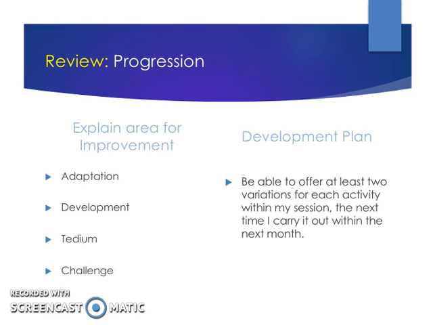In terms of progression, I don't think there were enough adaptations, and they weren't able to develop as much as they could have. Because they were doing things that might have been too easy for them, it can get quite boring, and if they get bored then they're more likely to cause disruptions, and they weren't able to challenge themselves as much as they might have wanted to. So my SMART target for this was to offer at least 2 variations of each activity within my session the next time I carry it out, within the next month.